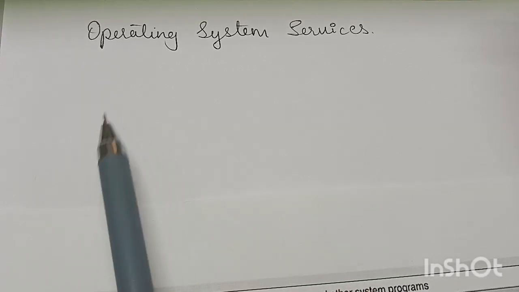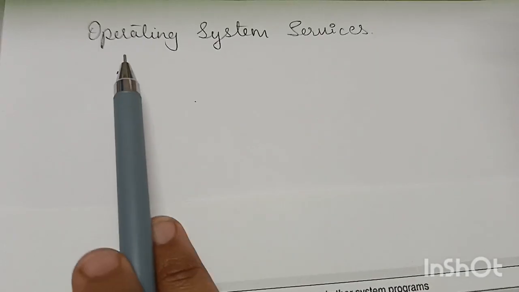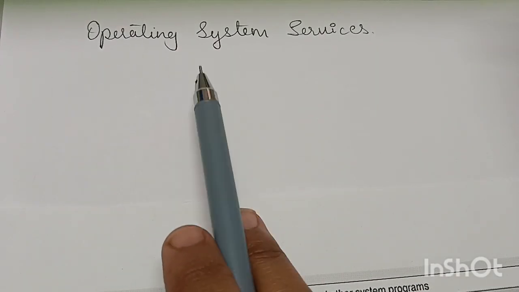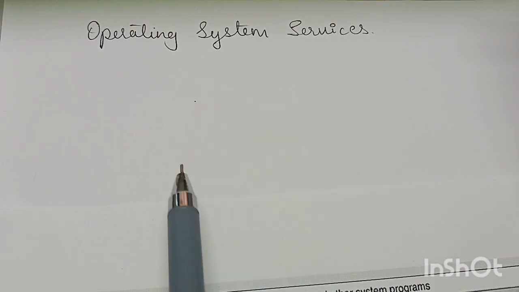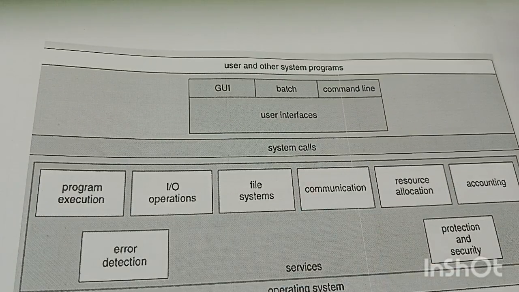Hello everyone. So today we'll start with another new concept called operating system services, which is another important concept. This is also usually asked for 10 marks along with the definition of operating system. So we have one of the important diagrams for this concept.